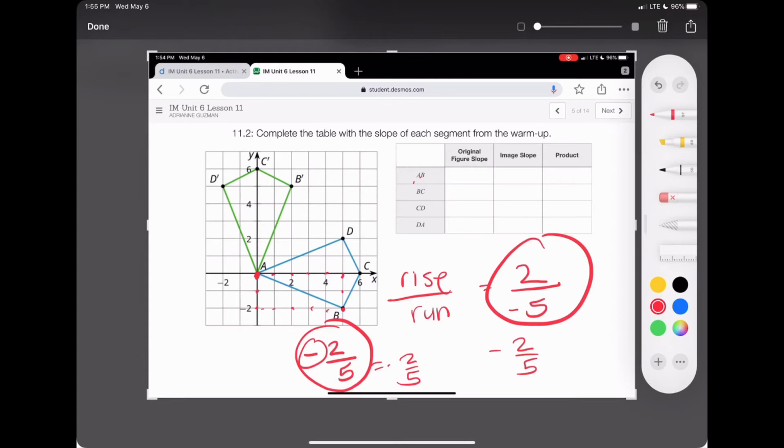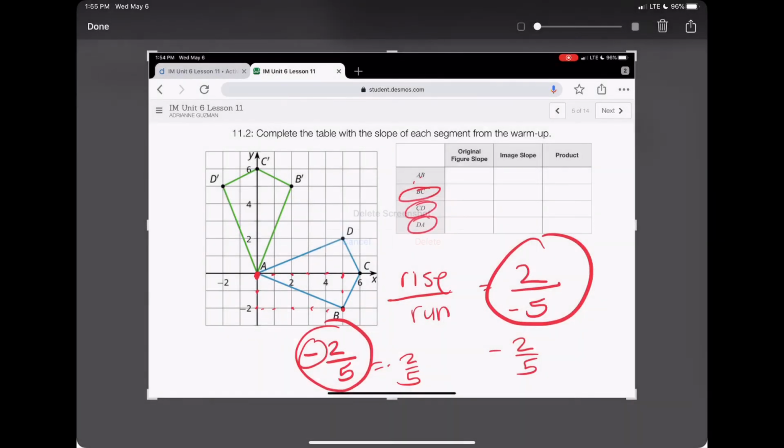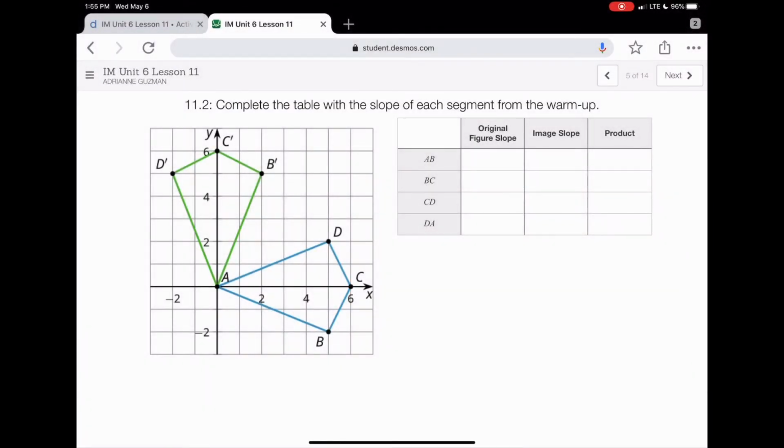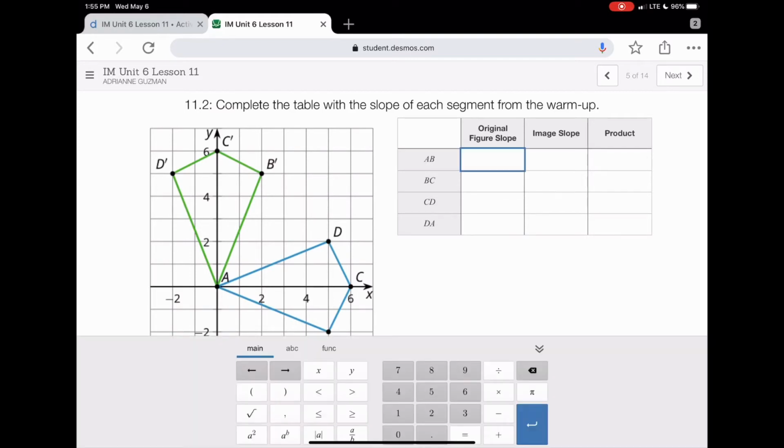So go ahead and do that with each of the other lines. It's asking you to do it for BC, CD, and DA. So you'll do that for your original figure slope. That was the blue image, and we said that was -2 over 5. Now, how did I do the fraction? I hit division. Remember that fractions mean division.